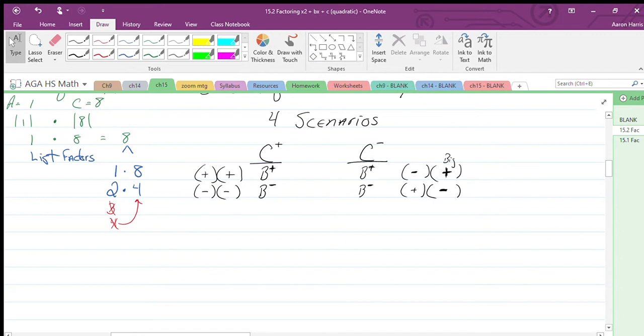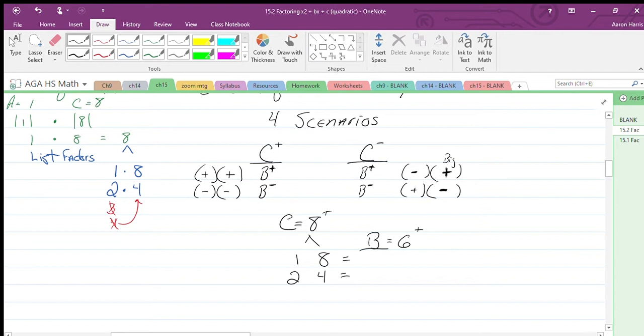We know that C is equal to what? 8. 8 is what? Positive, okay? And we said that the factors of 8 were what? 1, 8, 2, 4. Now think about this. Put an equal sign, because we're either going to add or subtract these, and they must equal B. What is B? B is what? 6.